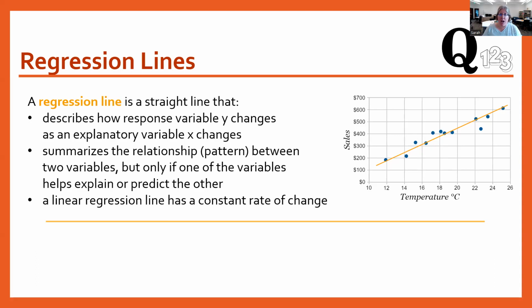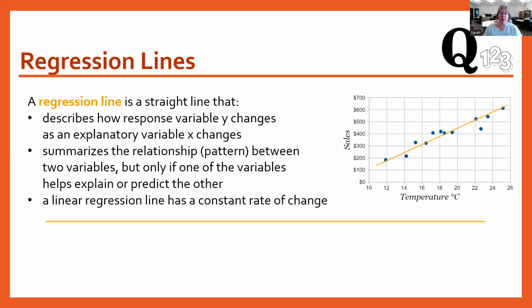So in this class, all of our regression lines are in fact straight lines. But if you took a more advanced class, you could certainly fit all kinds of curves to data sets as well. So a regression line is a straight line that describes how the response variable y changes as the explanatory variable x changes. With our ice cream sales example, every time the temperature went up 1 degree, the ice cream sales increased by $33. Okay, and so that's how those two are changing together.